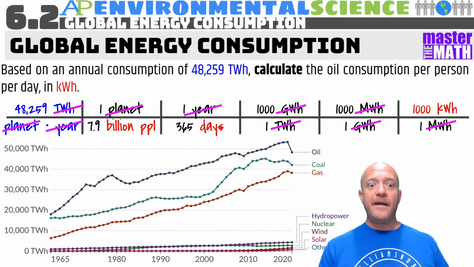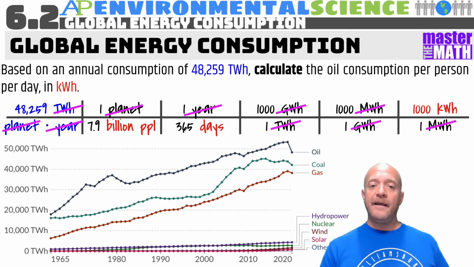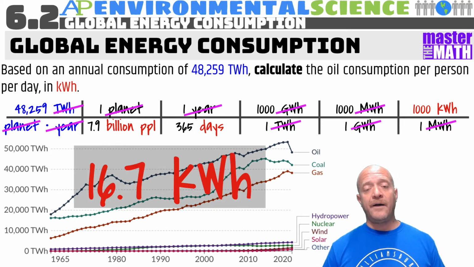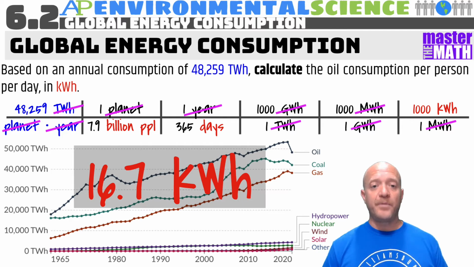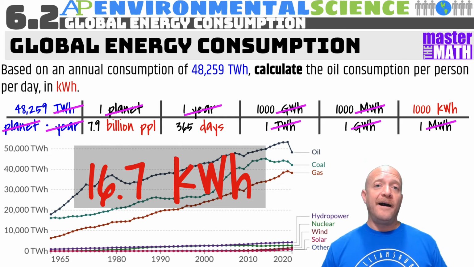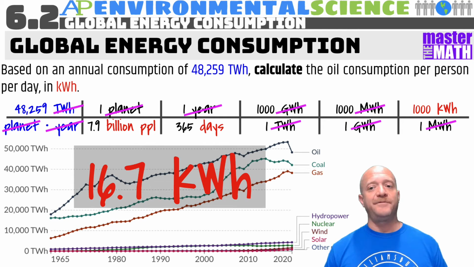I can stop. And now all I'm doing is multiplying and then dividing, and my final value is 16.7 kilowatt hours. It's per person per day. And that, my friends, is a long math problem. But if you follow the steps, as I always say, you will be successful.